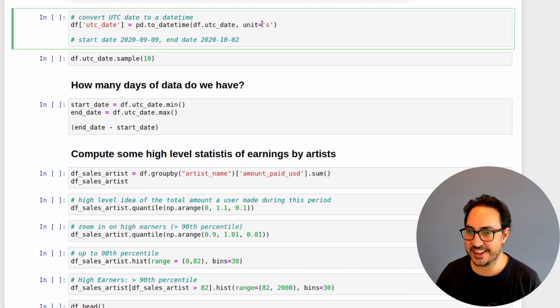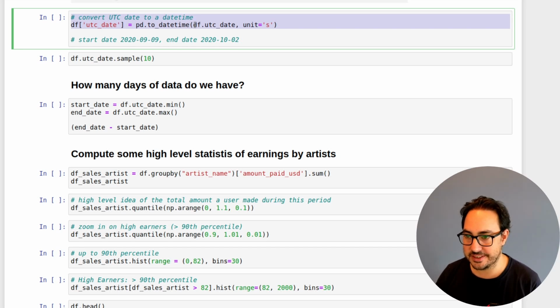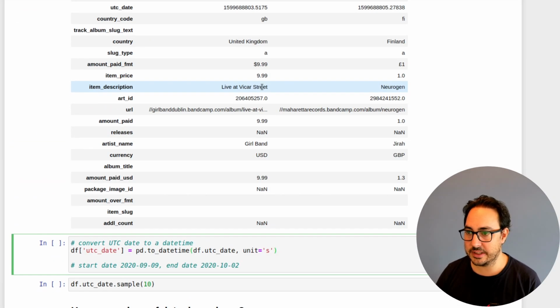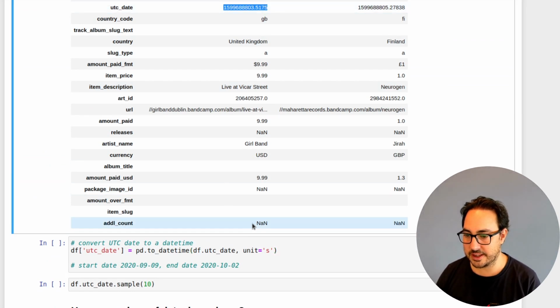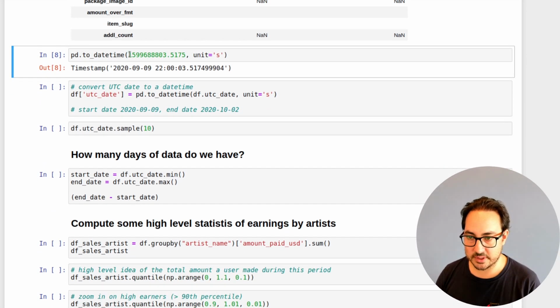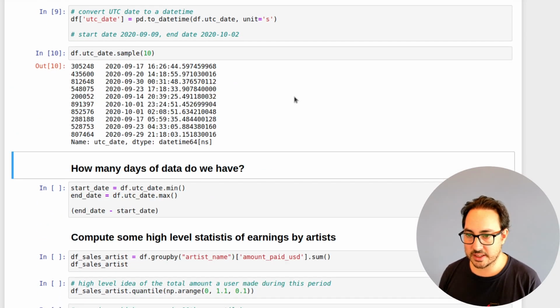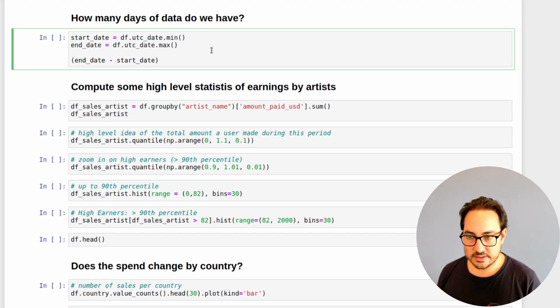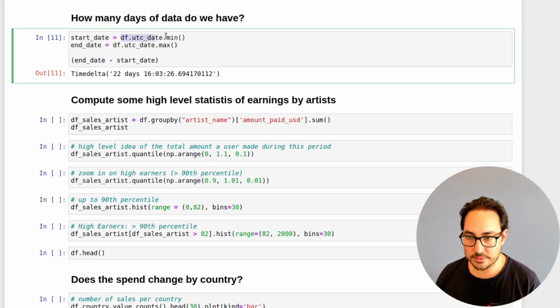Okay, so this is the code to convert the epoch to a datetime. Let's see if this works. Okay, so basically this is what's happening. We have this float representation of a date, and we convert it to a timestamp. Just run that. Here are some examples of what's happening. How many days of data do we have? If I take the min of the date and the max and subtract them, I get 22 days. So we have about a month of data.